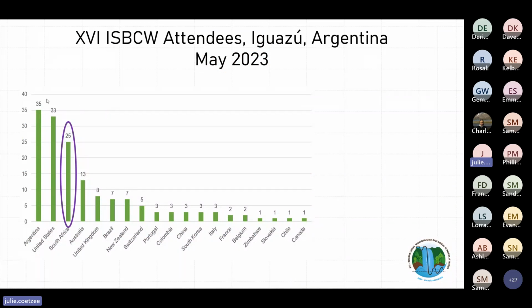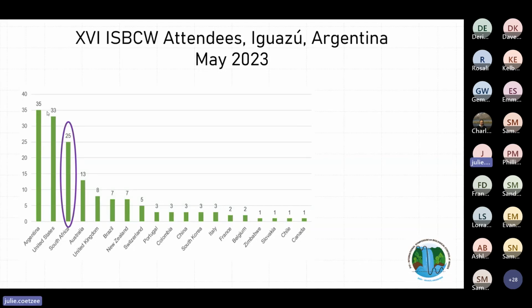And who attended? Well, the majority were from Argentina, which is unsurprising, seeing as it was held in Argentina. But this was a real success, because South America, Argentina in particular, have not implemented classical biological weed control. And so having 35 delegates from Argentina was really important, as well as 7 from Brazil, 1 from Chile, and 3 from Colombia.